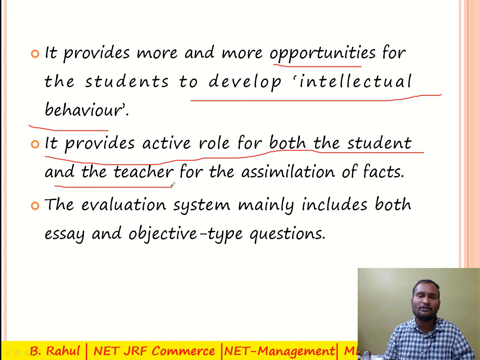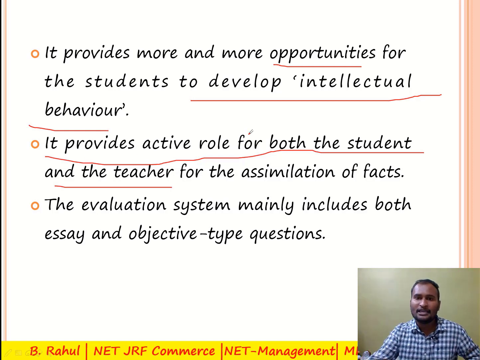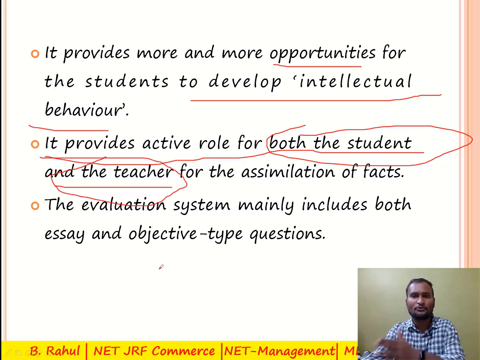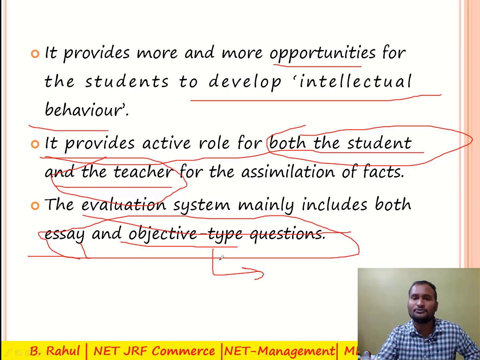So in the first stage, the memory level of teaching, it will give active participation of the teacher only, mainly. But here both the student and teacher will be taking active participation in memorizing and reproducing the facts. The evaluation system mainly includes both essay and objective type questions. If you observed, after pre-primary, after the primary section only, we'll have the objective type questions, right? In pre-primary, we don't have objective questions. So the evaluation system mainly includes essay and objective type questions in the understanding level of teaching.